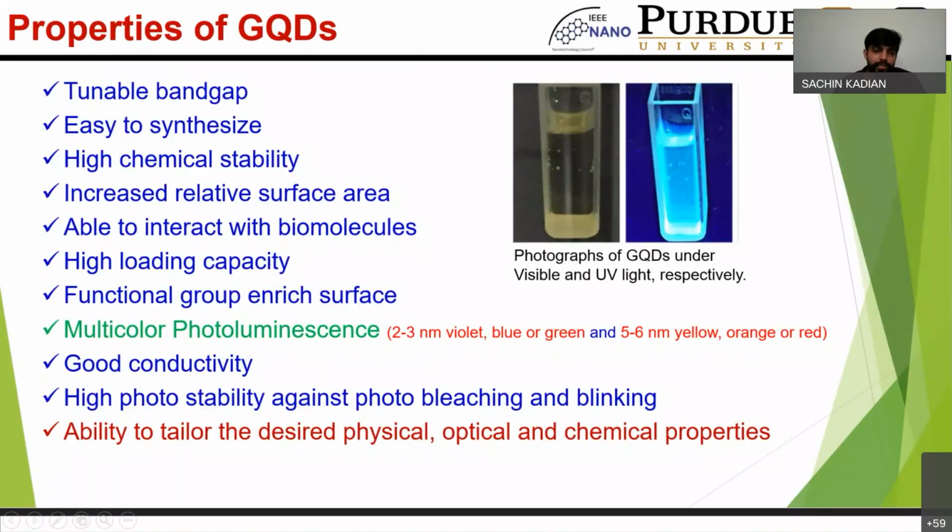They are part of graphene, they are soft graphene sheets, and they are a good conductor. They also show high photostability against photobleaching. So they are replacing the traditional dyes and semiconducting quantum dots as well.